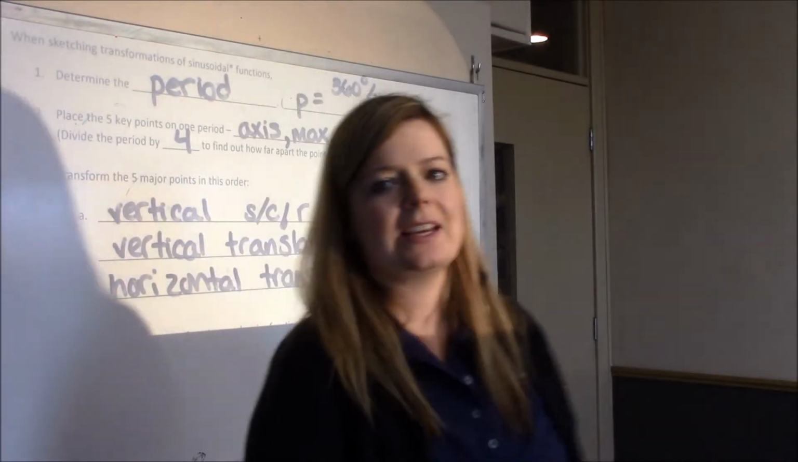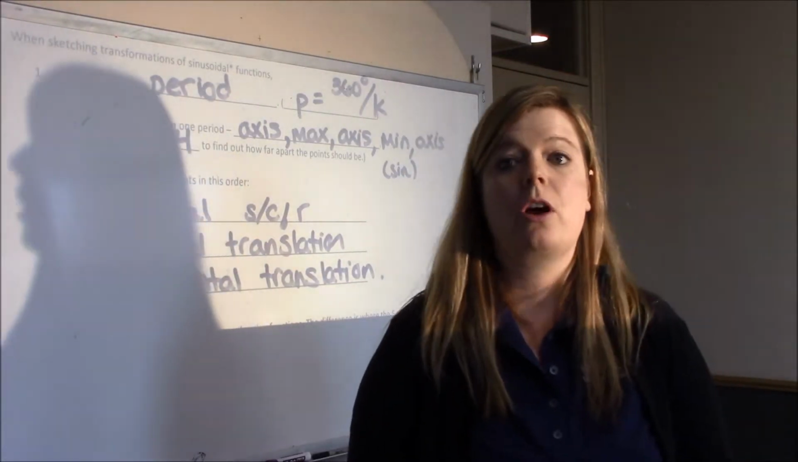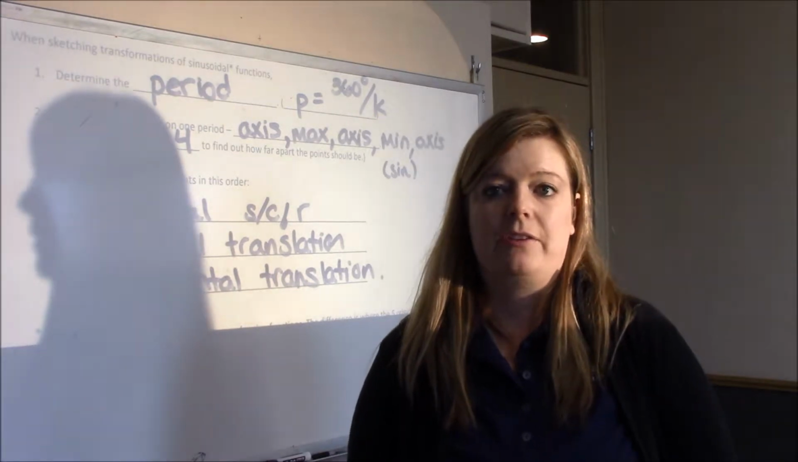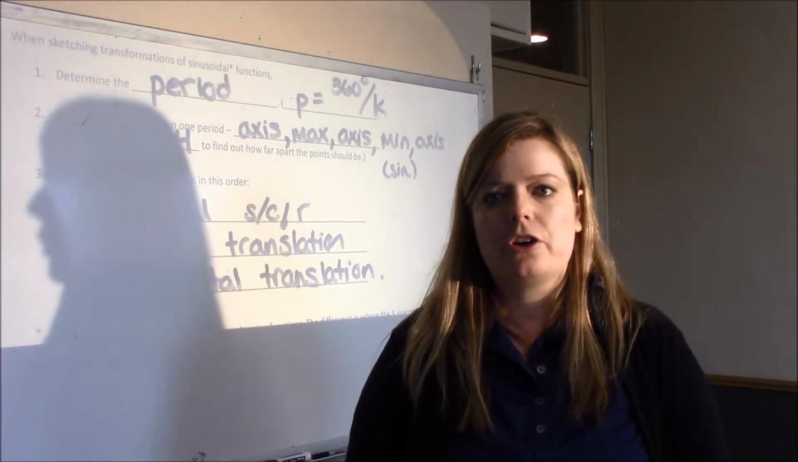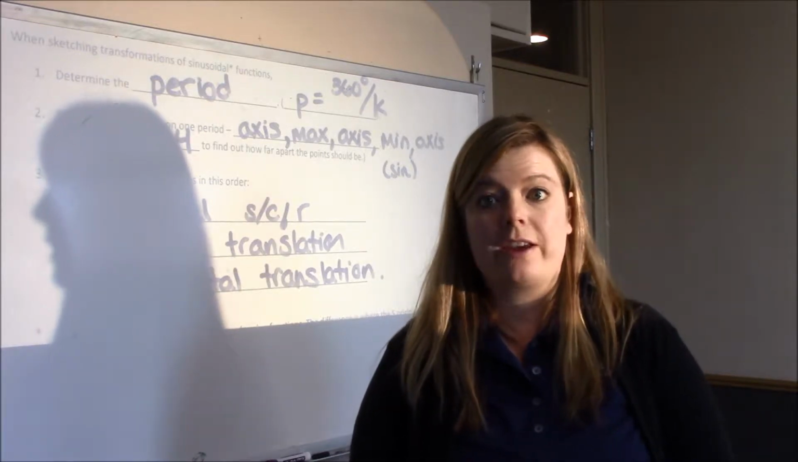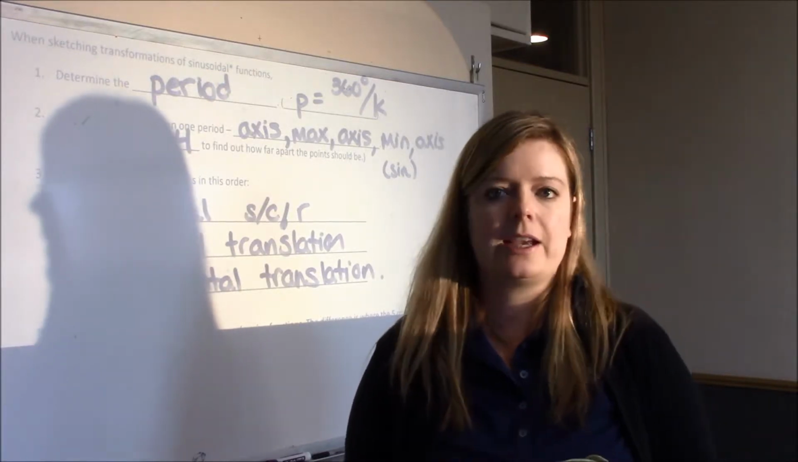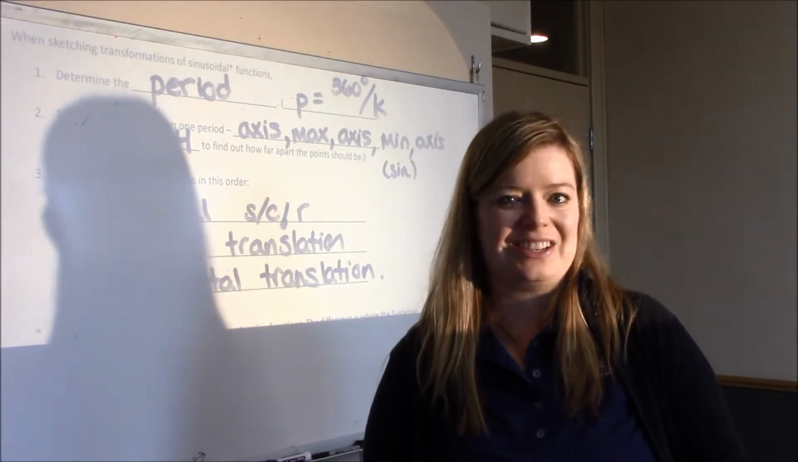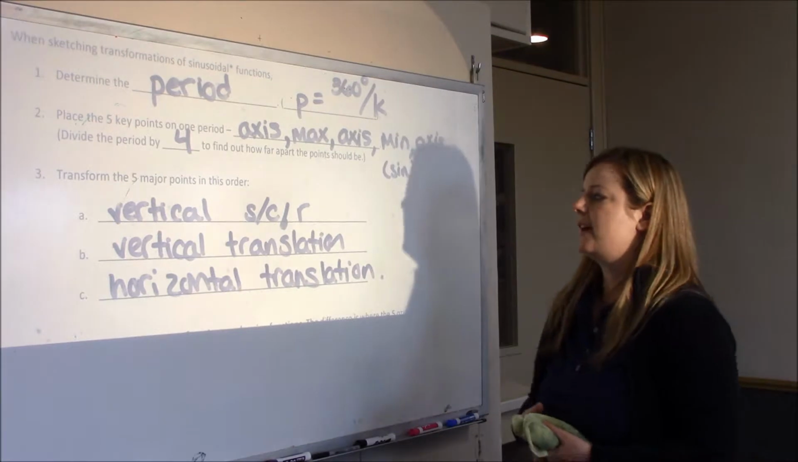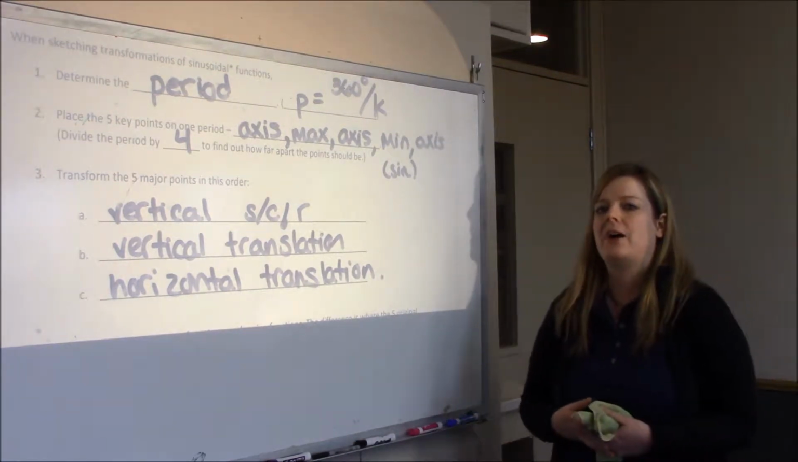Hi everybody, so this is a continuation of our note on transforming sinusoidal functions. So that means sine or cosine functions. We already learned what all of the parameters do and how they affect the curve. Now we're going to put that all together and graph some more complicated sinusoidal functions. So here's one method of how to graph, okay?